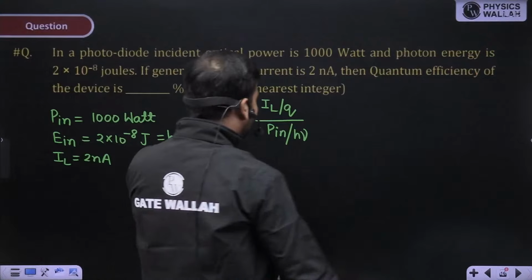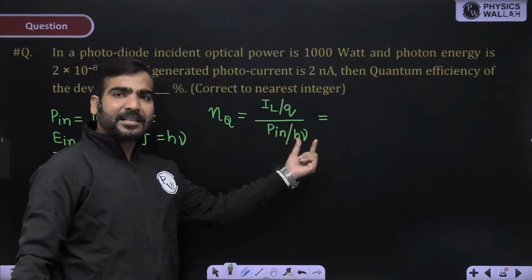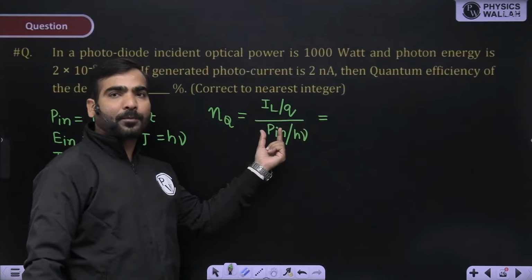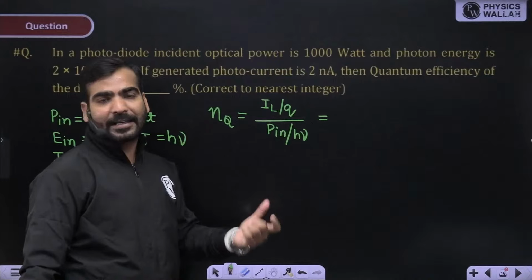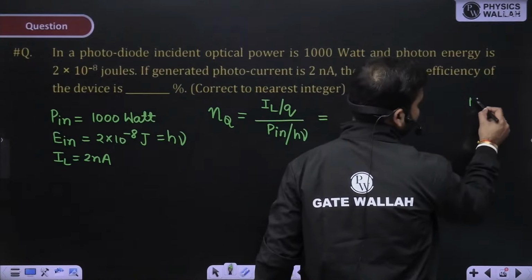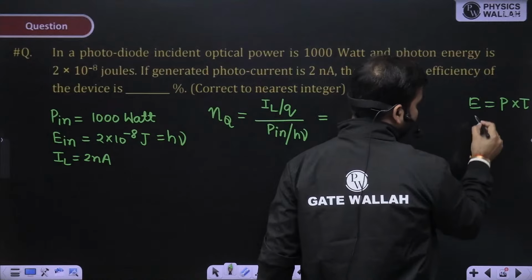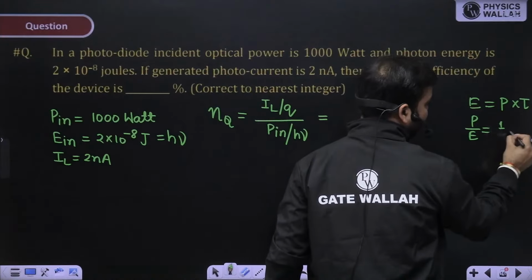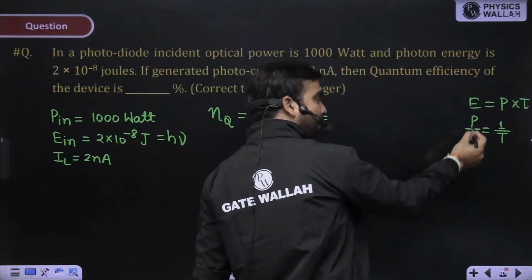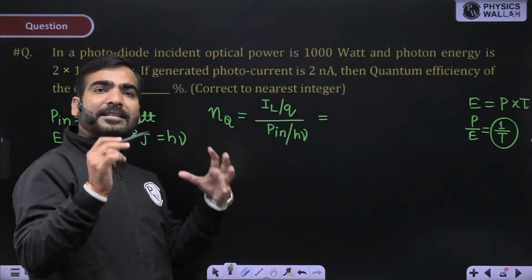So this is the equation. Here h nu is the energy of the photon, P in is the power of the photon. Power upon energy is nothing but number of photons per second. Because you know very well, energy is equal to P into T. So power upon energy will be equal to how much? 1 upon time T. So power upon energy is nothing but 1 by T, and 1 by T means number of photons incident per second.